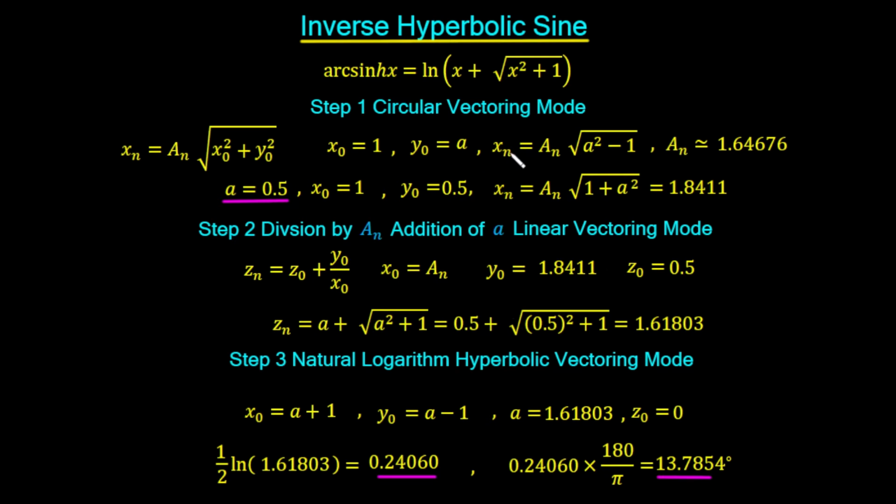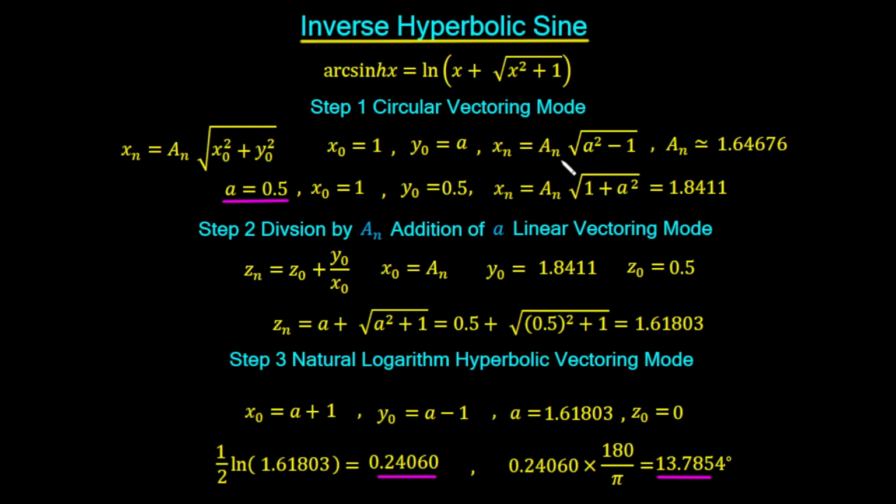Now in this case, xn will equal an, the root of a squared plus 1. Note here, because we're using the circular vectoring mode, the value for our scaling factor an, remember, is approximately 1.64676. So we set the value of y0 to 0.5, which is our input. The value x0 is set at 1. So the final output xn will give us 1.8411.